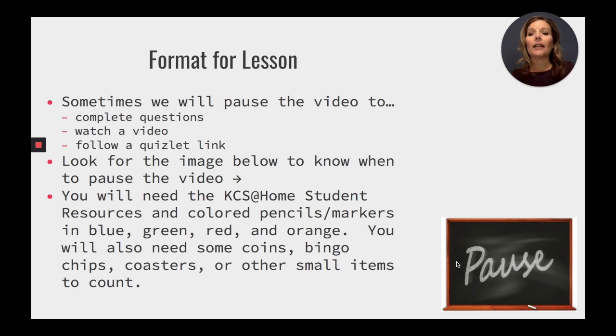The format for the lesson is that sometimes we will pause the video to complete questions, watch a separate video, or follow a Quizlet link. Look for the image below to know when to pause the video.